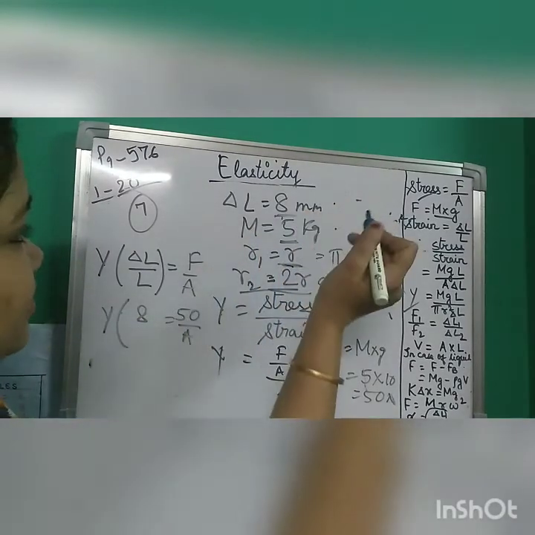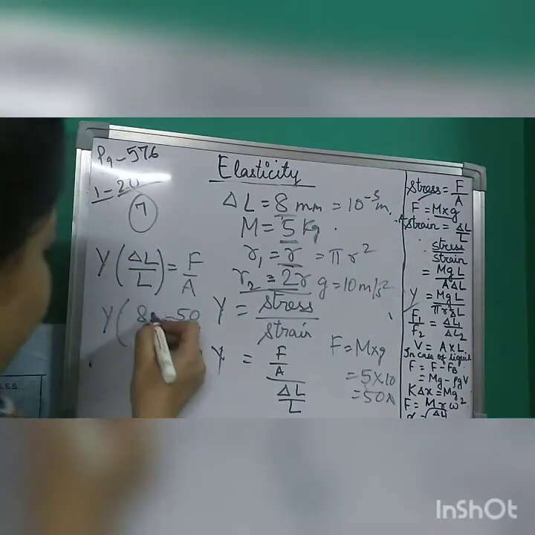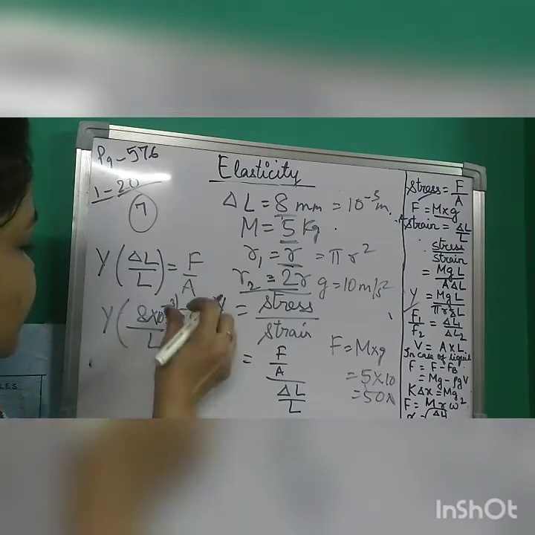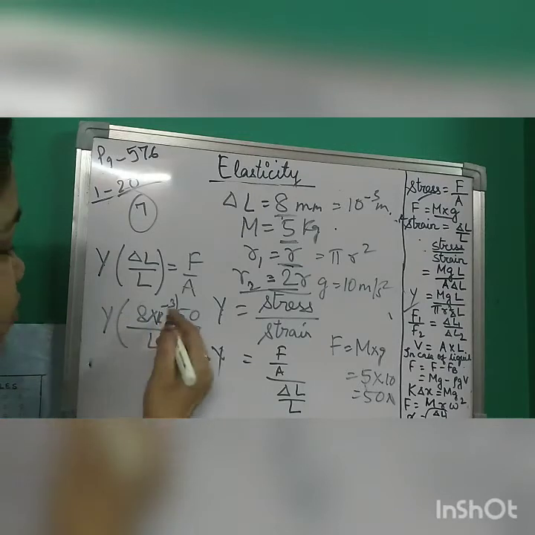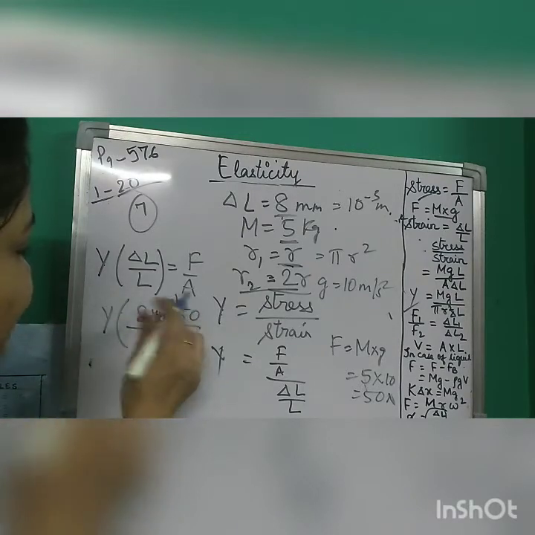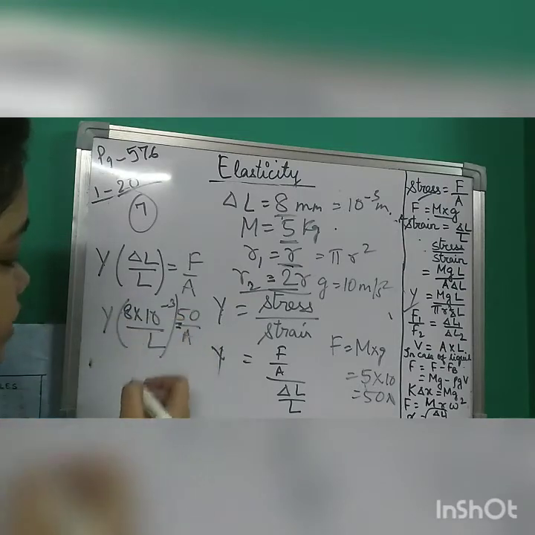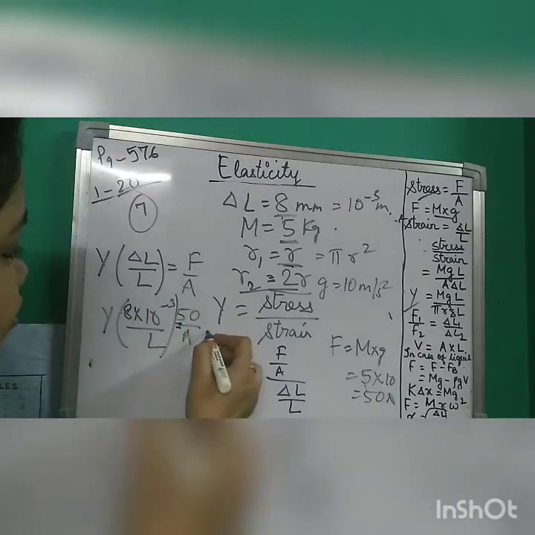See, it's given 8 millimeter. You can convert it into meter also, 10 to the power of minus 3, as we do. By L, keep this term as it is. So our expression is coming Y, 8 into 10 to the power of minus 3 by L. Let me write it properly: 8 into 10 to the power of minus 3 by L is equal to 50 by A. Now, this is the first equation.